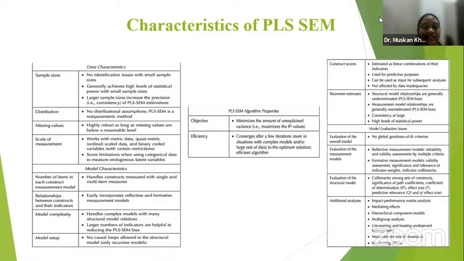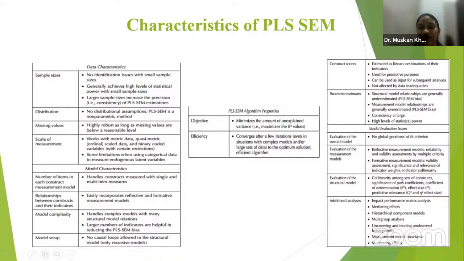So what are the basic objectives of the PLS-SEM algorithm properties? The objective is to maximize the R-squared values, and to have few iterations in the model we have in the PLS. Suppose we have a data set of 100 respondents and I want to check that data on 500, multiplying it by 5. What I have to do is bootstrapping, so that it can iterate the data into 5, 6, 7 steps automatically.